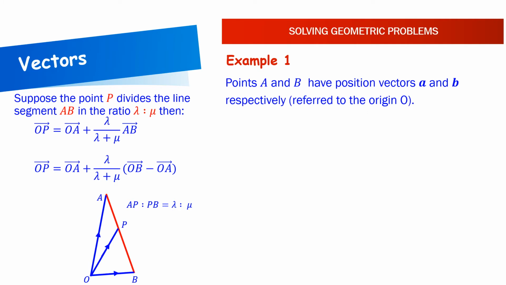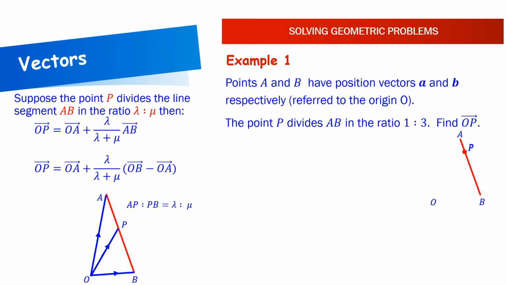Points A and B have position vectors little a and little b, respectively, referred to the origin. The point P divides AB in the ratio 1 to 3. We are required to find OP. So let's have a look at this. Here's AB. It's divided into AP and PB, and you can see the origin as well. The origin joins A, B, and P, as shown.